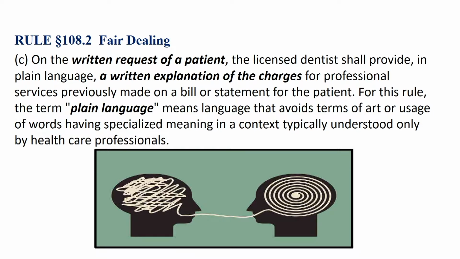So, for the first part of this, Subpart C of Rule 108.2, it specifically says that this information, this plain language written explanation of the charges for the services rendered on a bill or a statement for the patient, this only is required to be provided to a patient if a patient makes a written request. A written request may come in the form of an email. A written request may come in the form of a hand-delivered note. A written request may come in the form of a letter to the office.